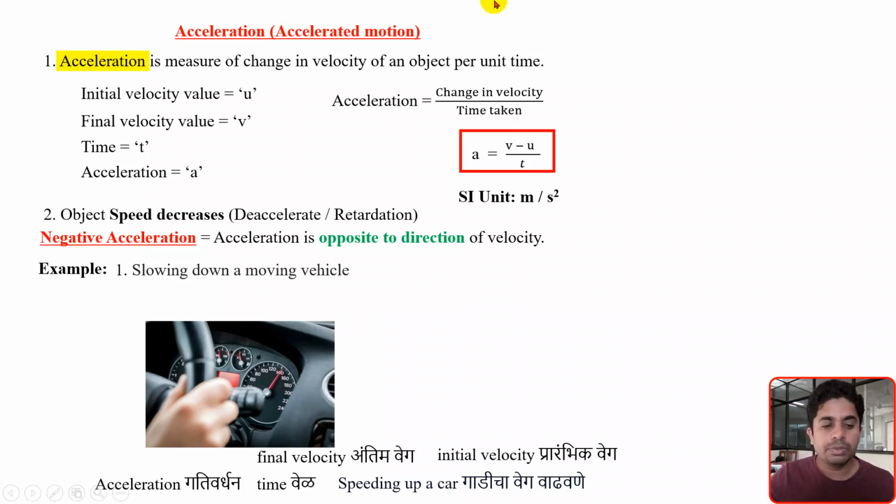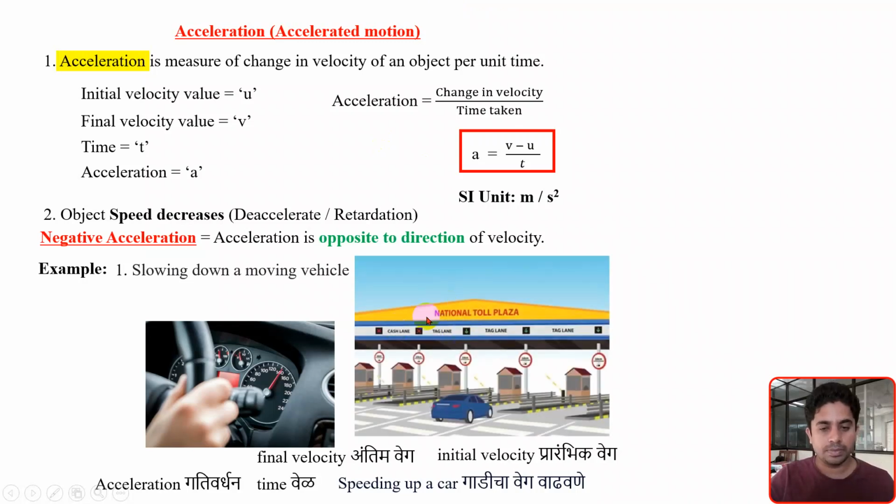But whenever we slow down the speed of the car, for example when you come to a toll plaza, toll gate, as we see the toll plaza, we apply brakes, and by applying the brakes we slow down the speed of this moving car or moving vehicle.